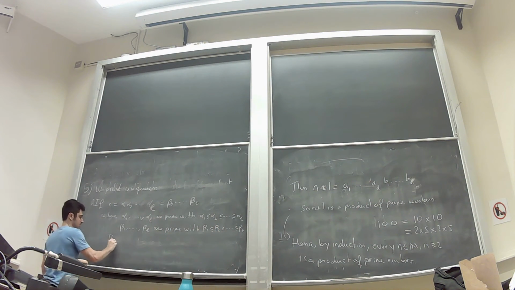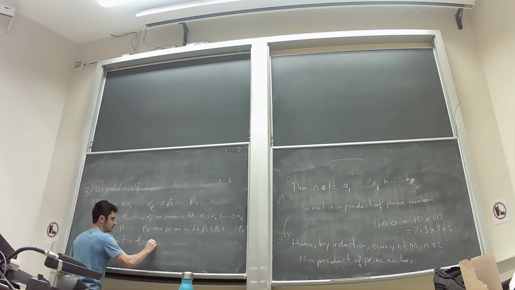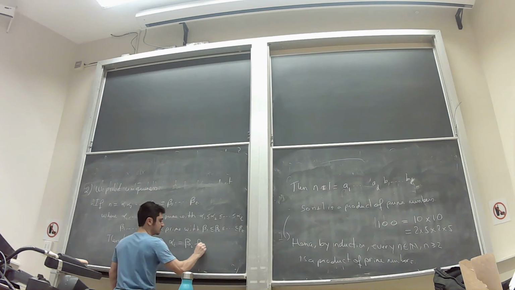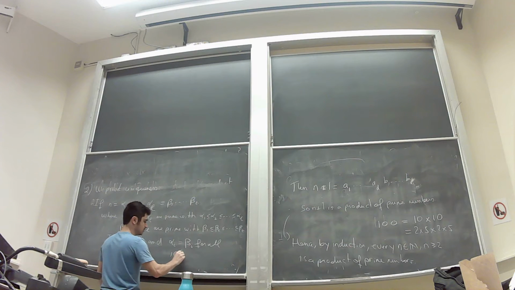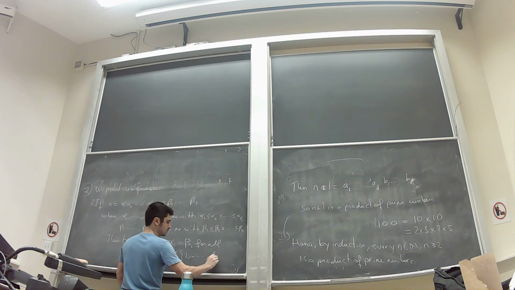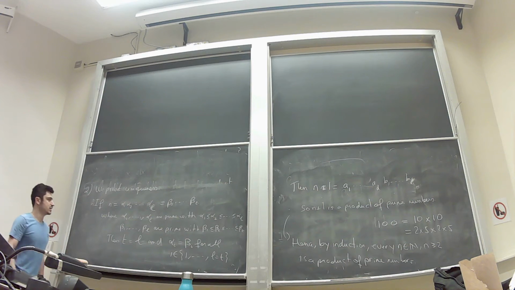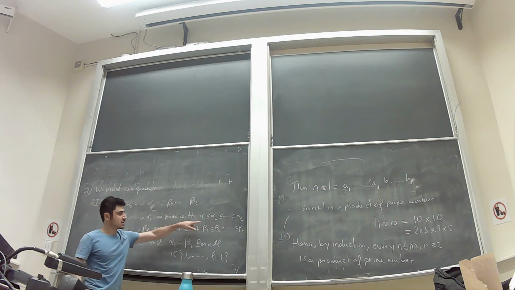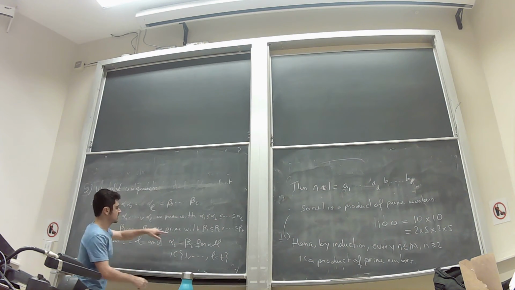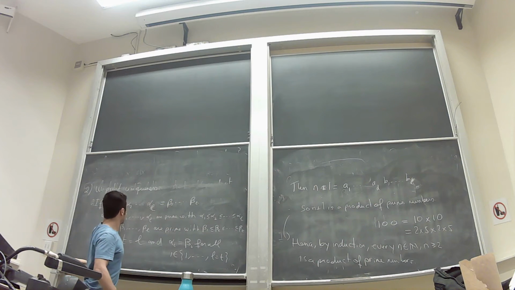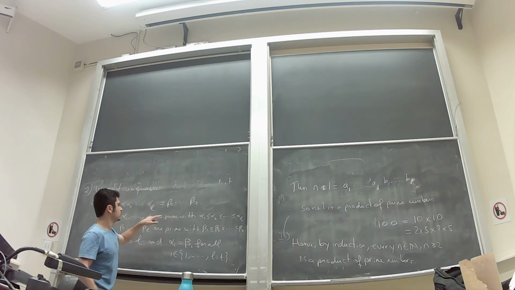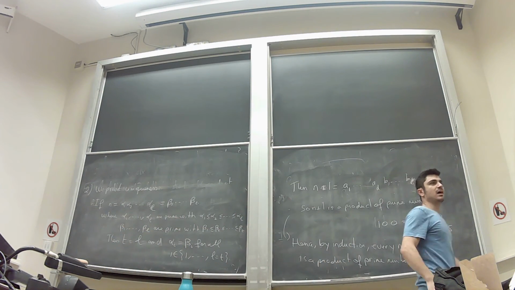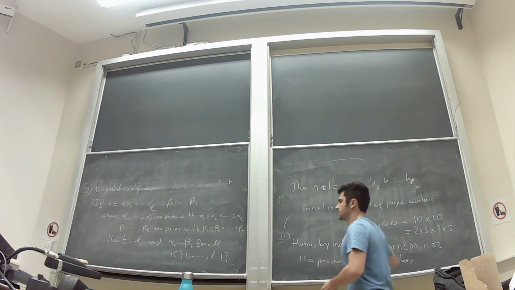Then t is equal to l and alpha i is equal to beta i for all i. Basically, if you can write this as a product of prime numbers satisfying these two conditions, then alpha 1 is equal to beta 1, alpha 2 is equal to beta 2, and the number of primes are equal to each other. Again, the proof is by strong induction.